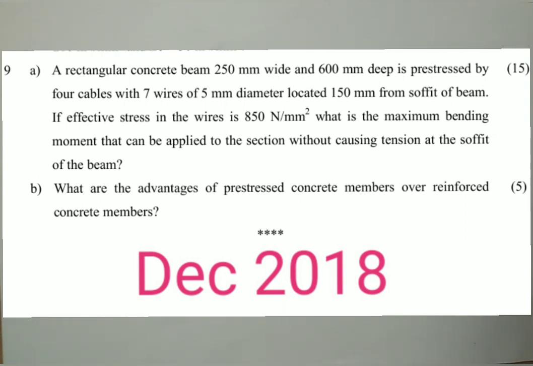First question: a rectangular concrete beam 250 mm wide and 600 mm deep, that is B and capital D are given, is pre-stressed by 4 cables with 7 wires of 5 mm diameter located 150 mm from the soffit of the beam. Soffit means at the bottom. If the effective stress in the wires is 850 Newton per mm square, what is the maximum bending moment that can be applied to the section without causing tension at the soffit of the beam?